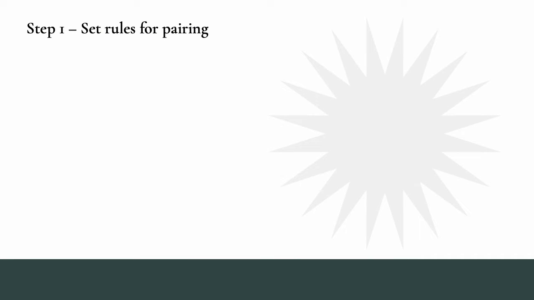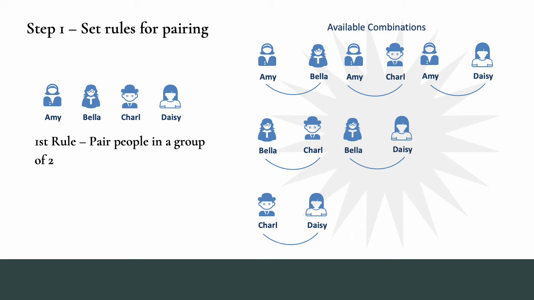To build the project, the first step is to set rules for the pairing process. I will show you step by step with illustrations. The first rule is to pair people in a group of two. Say we have 4 members in the club. They are Amy, Bella, Chow, and Daisy. We can quickly list all the combinations of 2 persons as shown on the screen.